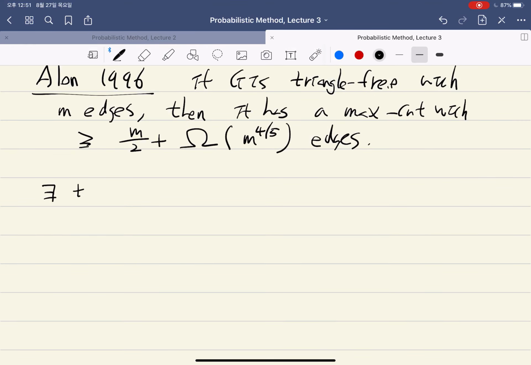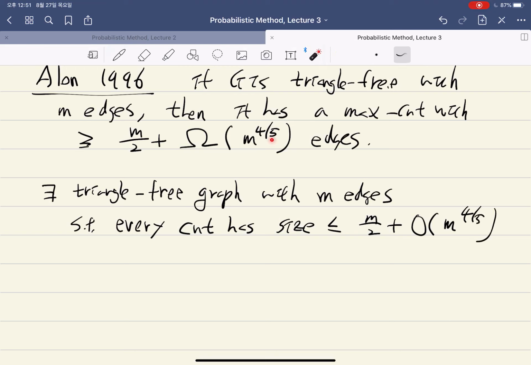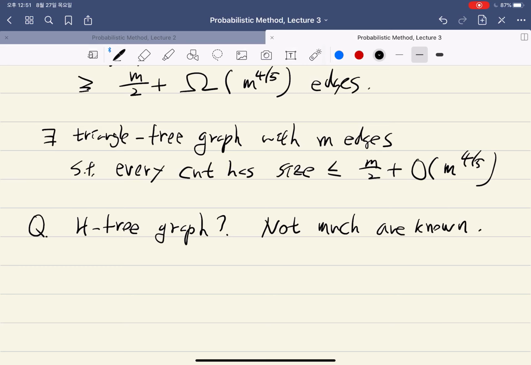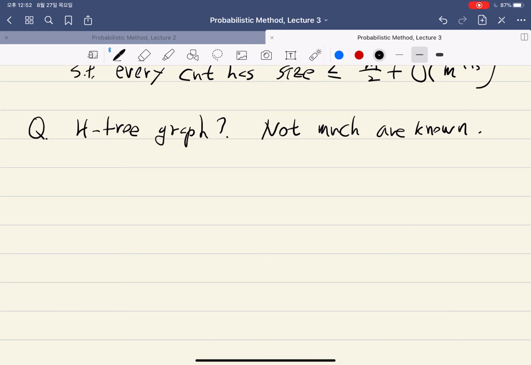He also showed that there exists a triangle-free graph with m edges such that every cut has size at most m/2 plus big O of m to the 4/5. So this exponent 4/5 is best possible. And some more results are known for H-free graphs. Instead of triangle, if we replace it with H-free, then what do we know? For some H it is known, but essentially not much is known. So yeah, this was one example. The max cut problem is one of the easy examples of how we use the linearity of expectation. And let's consider one more example in the next video.